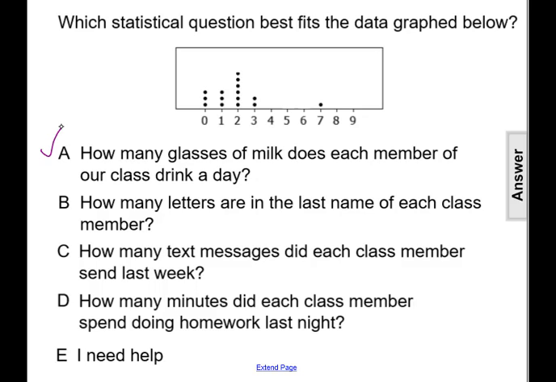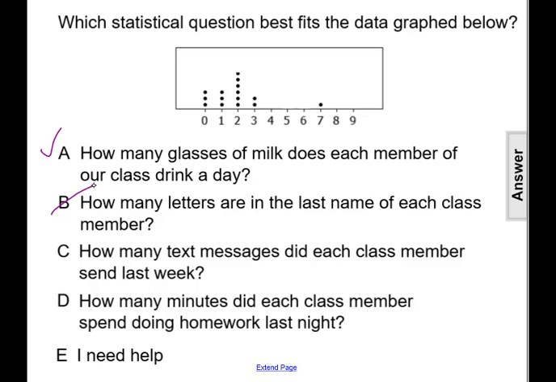So question B says, how many letters are in the last name of each class member? So right away, this question cannot match the data graph because you have the data point of 0. And think about it. You can't have a class member with a last name with 0 letters. That would mean the child doesn't have a last name, and everyone has a last name with at least 1 letter in it. So B is not going to be the statistical question because of that data point of 0.